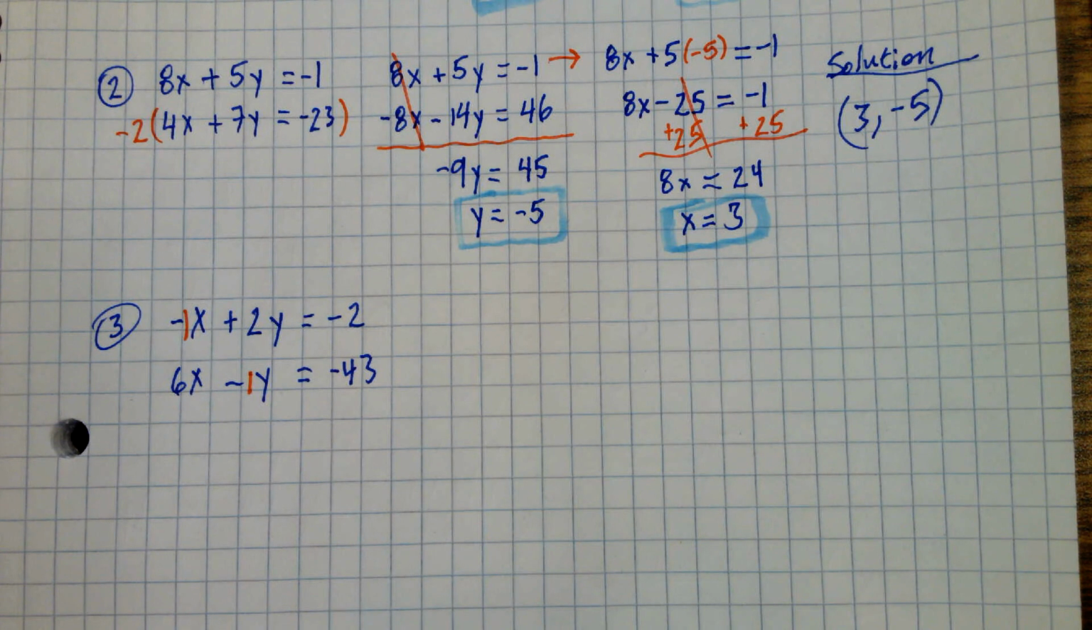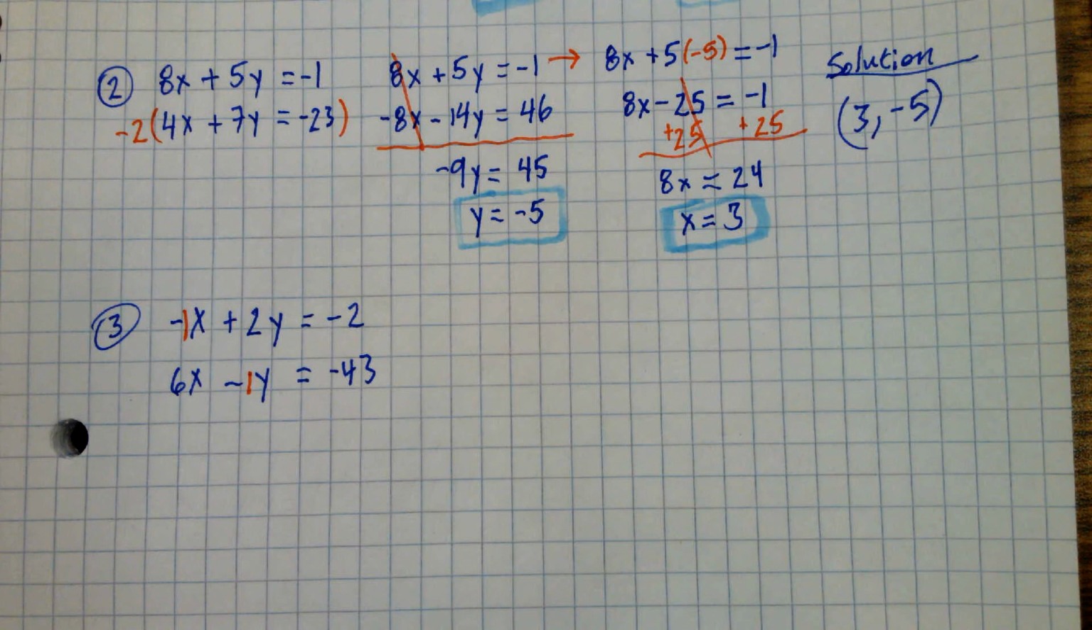Okay, talk with your neighbor about it. Figure out how to get rid of x, and then also how to get rid of y. Again, you want opposites. And if you notice, you already have an advantage. Opposite signs, a negative and a positive and a negative.